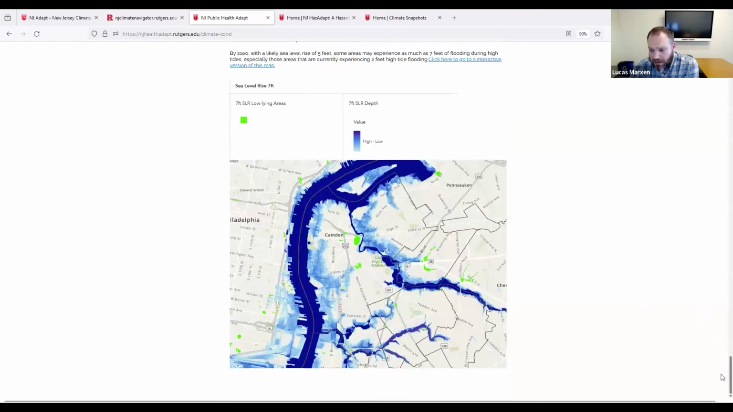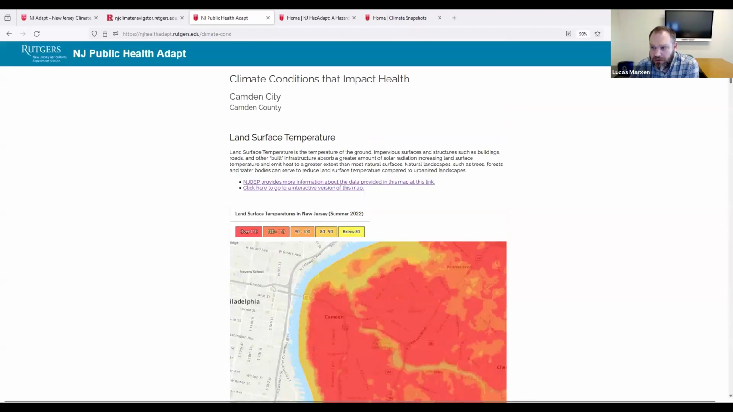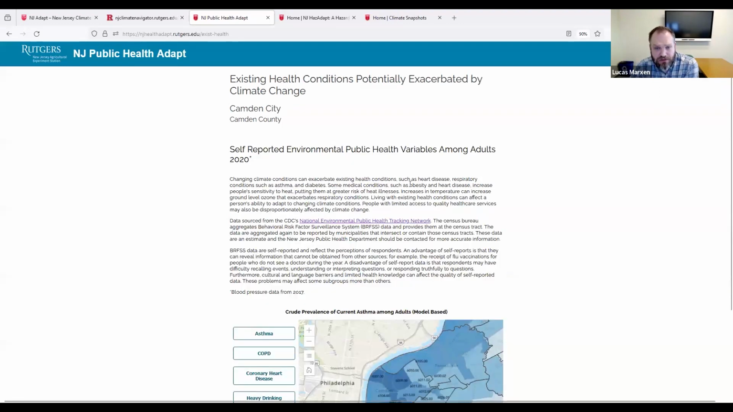And so that's our climate impacts report. You'll see there's a little drop down on the top right here, so you can easily jump between any of the reports that you want once you've gone in and selected your location. So we'll move on to our existing health conditions report.